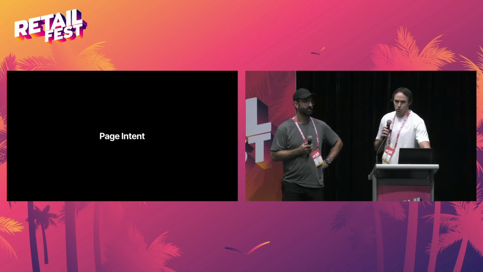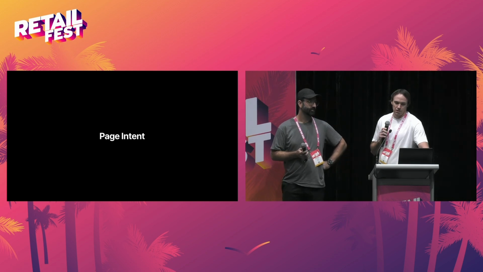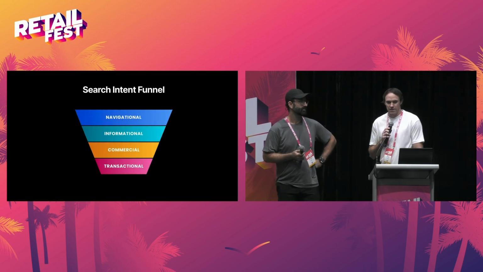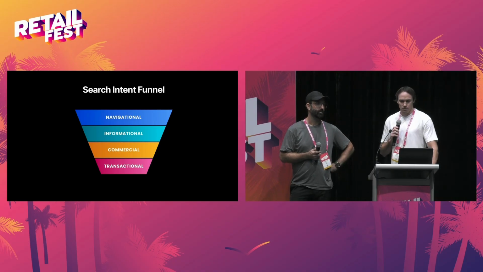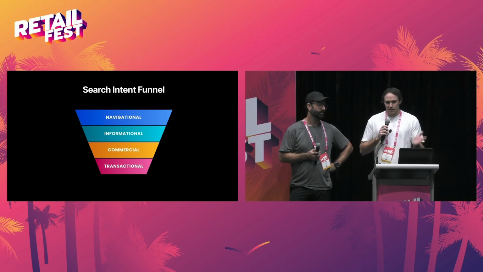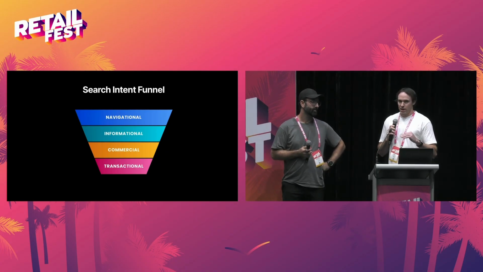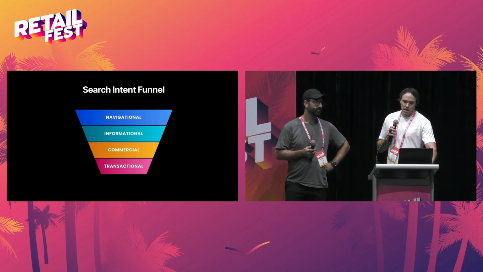So the first one I'm going to talk about is page intent. So this is essentially the user intent. You can find this data on SEMrush if you've used that before. There's four main categories that they get broken into: navigational, informational, commercial, and transactional. You can see it funnels down from there, where you want people to be on the transactional pages, they're going to be your product pages.